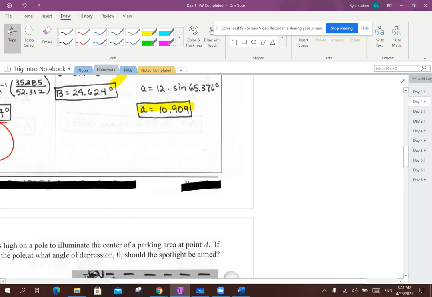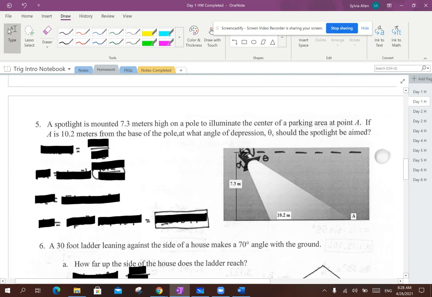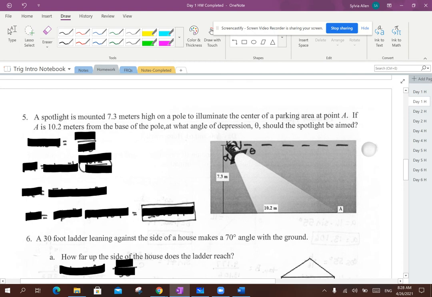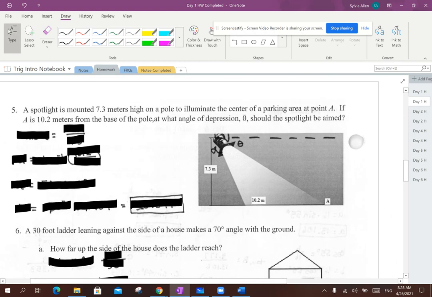So let's take a look at the word problem here. The first thing we want to do is make sure we read it a couple of times. So we've got a spotlight is mounted 7.3 meters high on a pole. So that's where the 7.3 meters high is going to go, to illuminate the center of the parking area at point A. If A is 10.2, all right, so we're dealing with from the base of the pole, we're here.